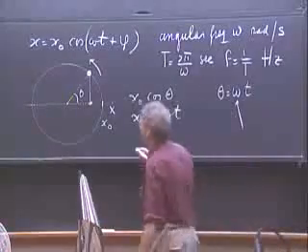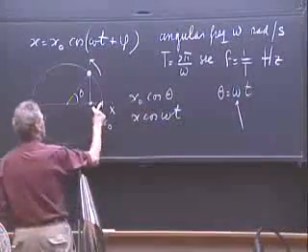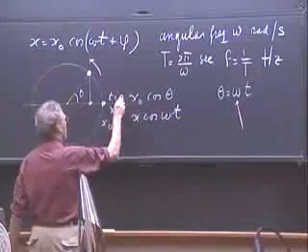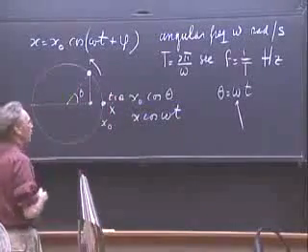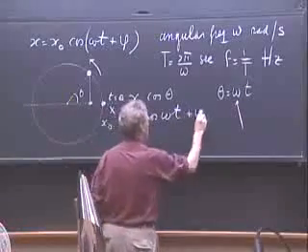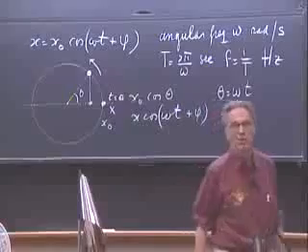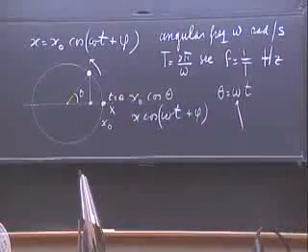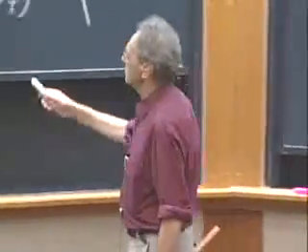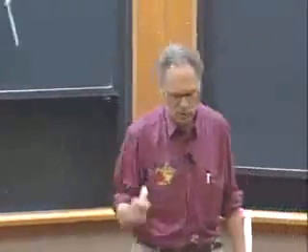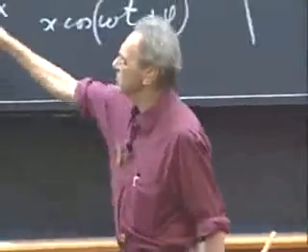I do not have to call the position t equals 0 here. I can choose t equals 0 anywhere along the circumference, and that introduces then a phase angle phi. We call that the initial condition. So x0 is the amplitude. Omega is the angular frequency, and phi has to be adjusted so that at time t equals 0, you get the right angle, get the right position.